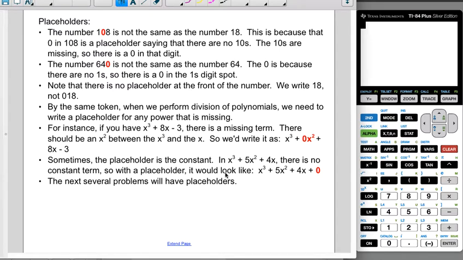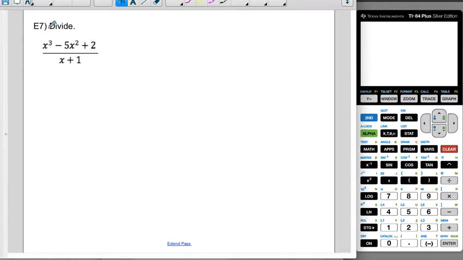Sometimes the placeholder is the constant. Like if I gave you x cubed plus 5x squared plus 4x, there's no term missing at the front, but there is a term missing at the back because there's no term with a 0 power of x. So we would write it as x cubed plus 5x squared plus 4x plus 0. The next several problems are going to walk through ones where we have placeholders, and it matters when you're performing long division. So far you haven't seen any that have that. All right, so we're going to do x cubed minus 5x squared plus 2, all divided by x plus 1. When I write this out, I need to make sure that I write a placeholder for anything that's missing.